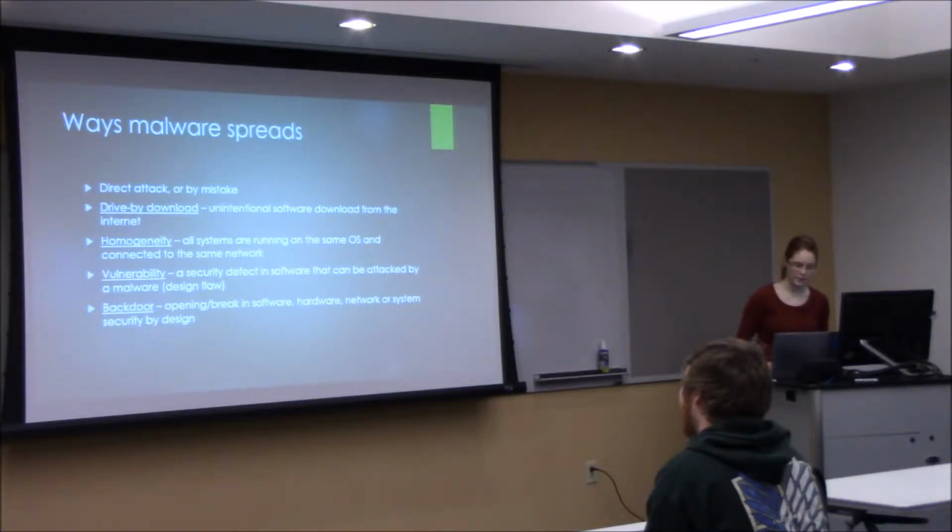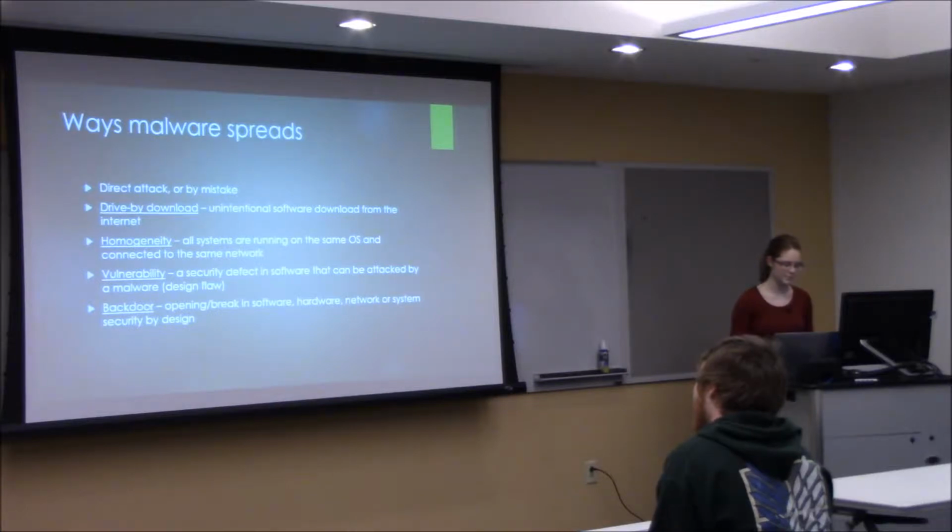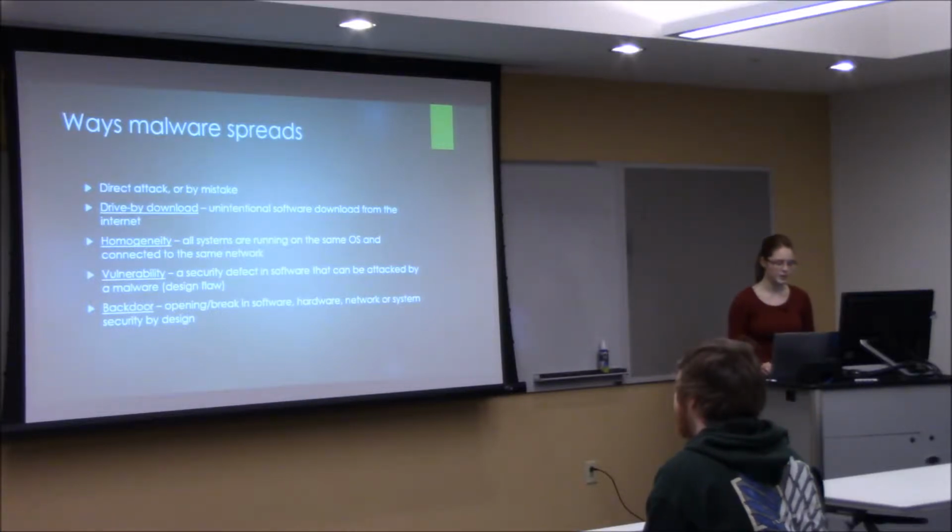There are a couple of different ways in which it usually is spread. The first, probably most common type, is a drive-by download, which is defined as an unintentional software download from the internet. So going to suspicious websites, or opening a suspicious attachment that you get in an email. It downloads, then you open it up, and it starts running the software. So that's the most common type.